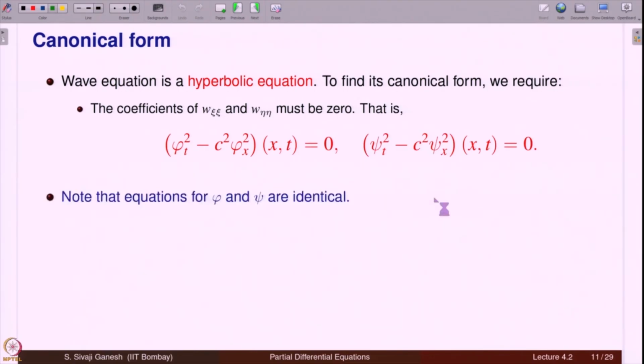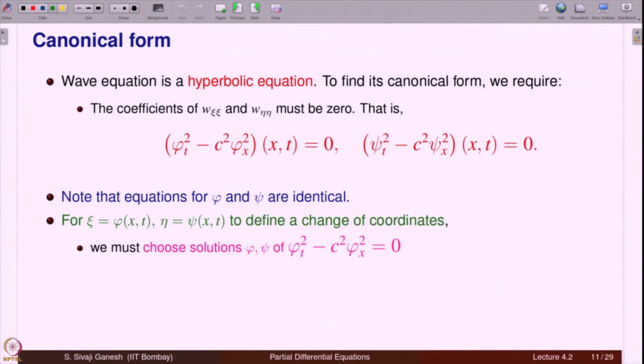But if you observe, the equations are the same, of course this is written for phi, this is written for psi, otherwise the equation itself is the same. So, now for xi equal to phi and eta equal to psi to define a change of coordinates, phi and psi I cannot take to be the same function. In fact, what I need is this Jacobian to be non-zero. So, I need solutions phi and psi of this equation with this property, because that is when I know that there is a change of coordinates possible thanks to the inverse function theorem.